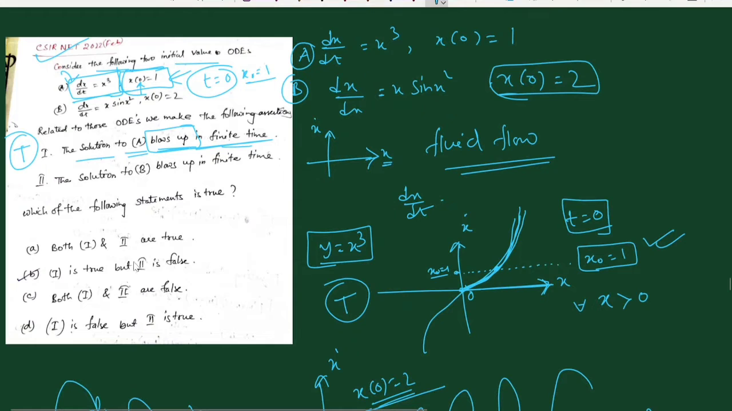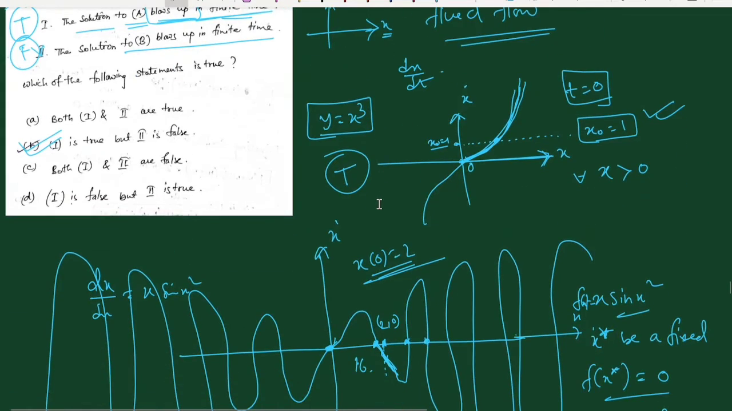So the statement in case 2, that the solution blows up in finite time, is clearly false. Which option is true? Option B is clearly true here. This question is not for solving; you have to analyze the solution. So this is the solution.